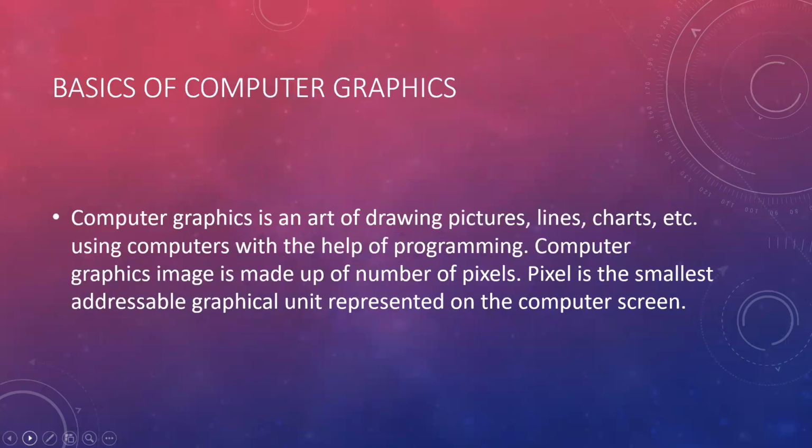So basics of computer graphics. Computer graphics is an art of drawing pictures, lines, charts, etc. using computers with the help of programming. A computer graphics image is made up of a number of pixels. So regarding pixels, we'll see in the forward slides. Pixel is the smallest addressable graphical unit represented on the computer screen. So with the help of pixels only, we are able to view the images. Pixel is nothing but the smallest unit of images.